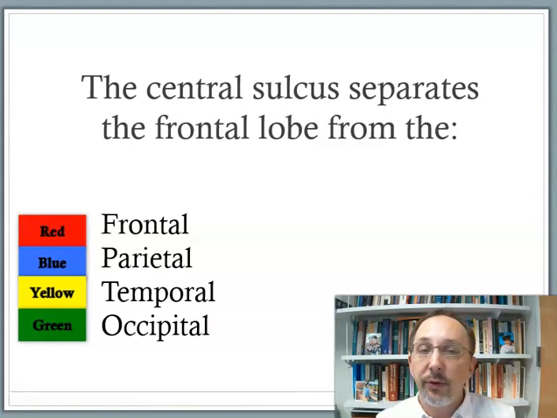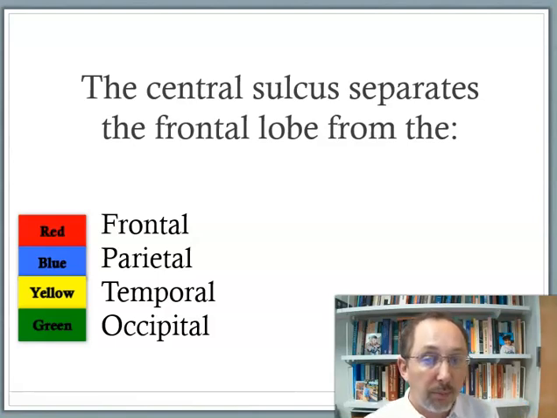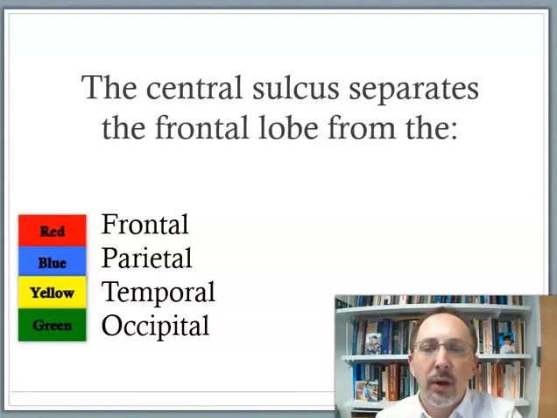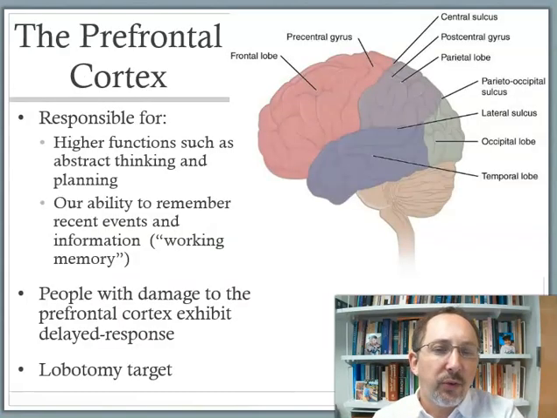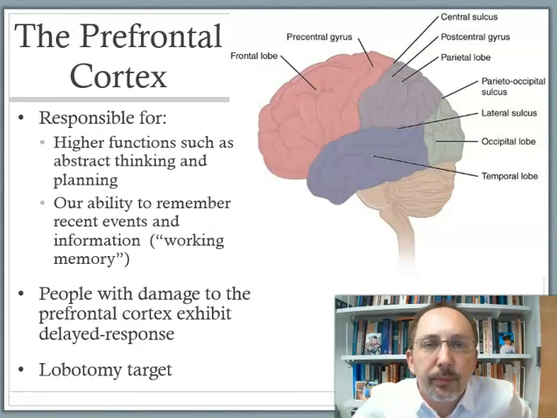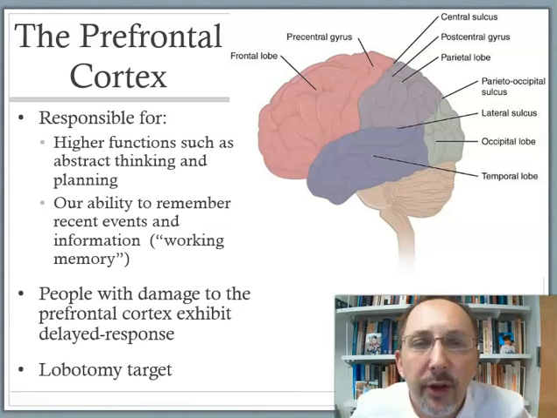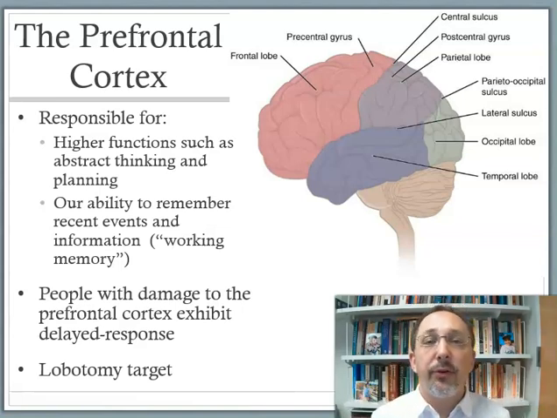Well, the central sulcus is running from the top down, separating the frontal lobe from the parietal lobe. And the Sylvian fissure is separating the frontal lobe from the temporal lobe. So in this case, the frontal lobe is separated from the parietal lobe by the central sulcus. Now, the prefrontal cortex is one of the cooler things that we talk about in terms of what the brain does. Now, if you remember from the intro discussion of lobotomy and the monster Walter Freeman.